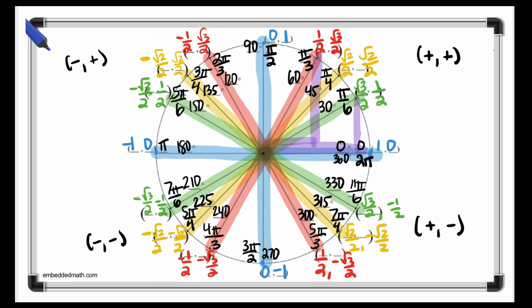And then you also know for your axis going all the way around, it's always going to be 1 and 0.